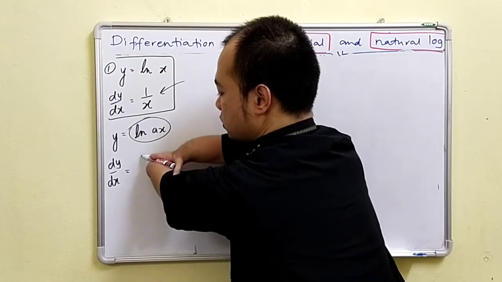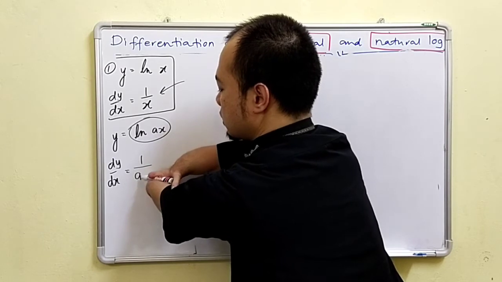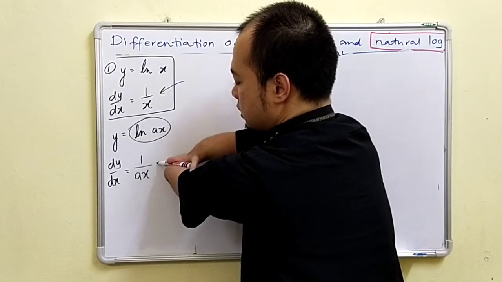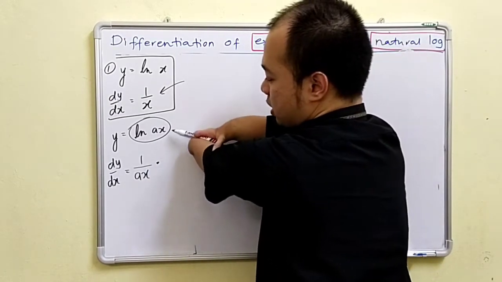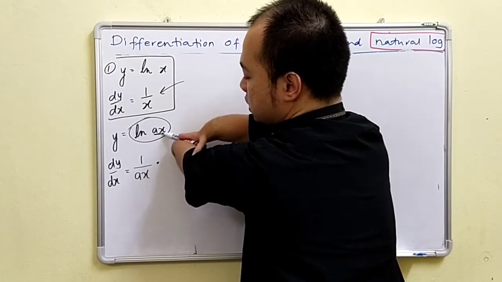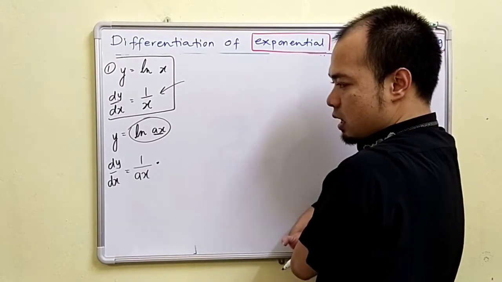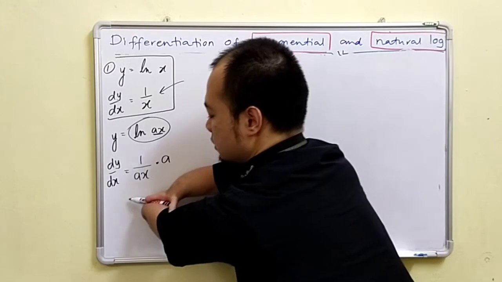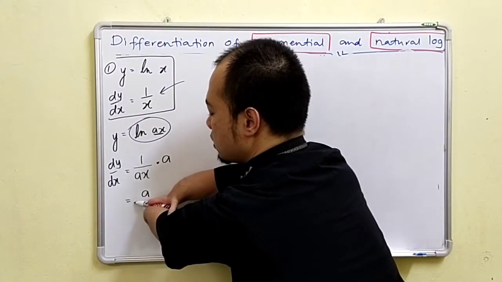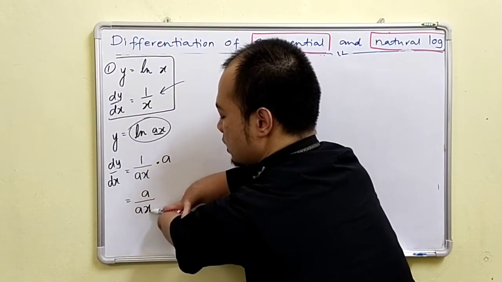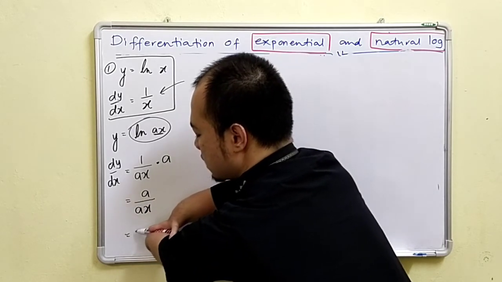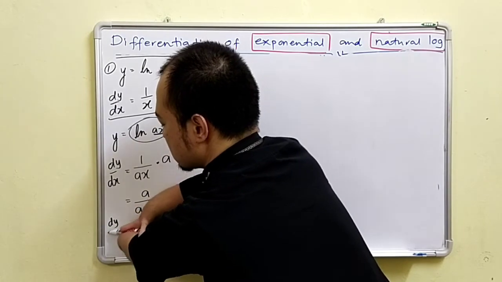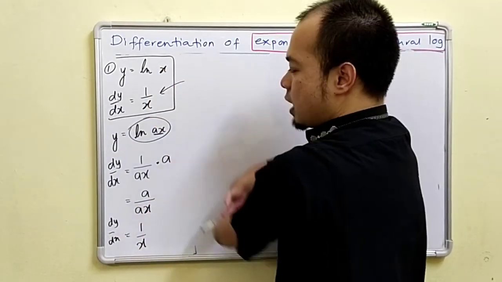So becomes 1 over ax, okay, multiply, you can predict this one, multiply the differentiation of this ax, multiply by a. So basically you will get a over ax. If you simplify, you will get 1 over x also. So this is dy over dx.